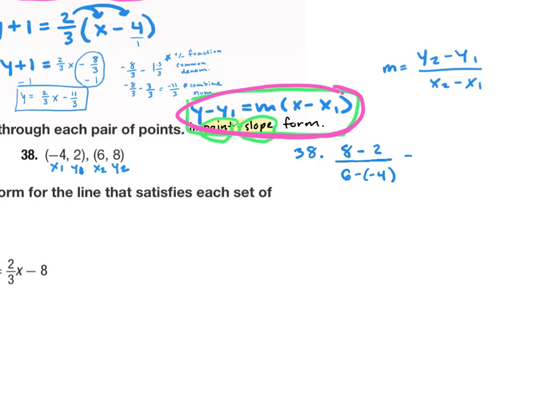What is 8 minus 2? 6. And then what is 6 minus negative 4? 10. Perfect. This becomes a big plus sign, so it's just 6 plus 4. Can we simplify 6 over 10? Yeah. What does it simplify to? 3 over 5. What do we do next?